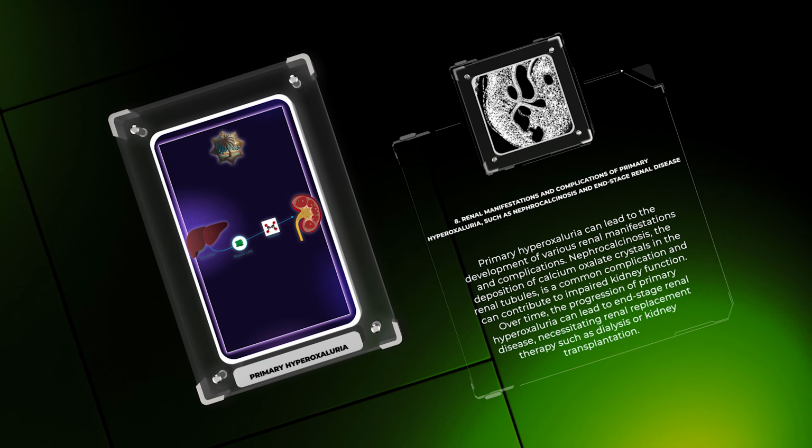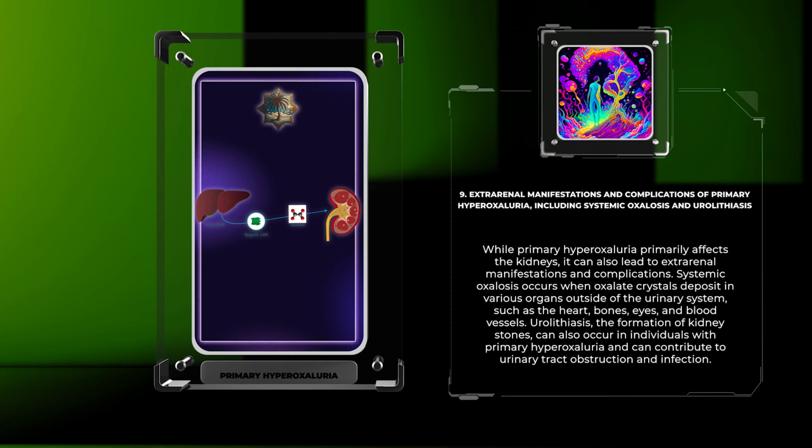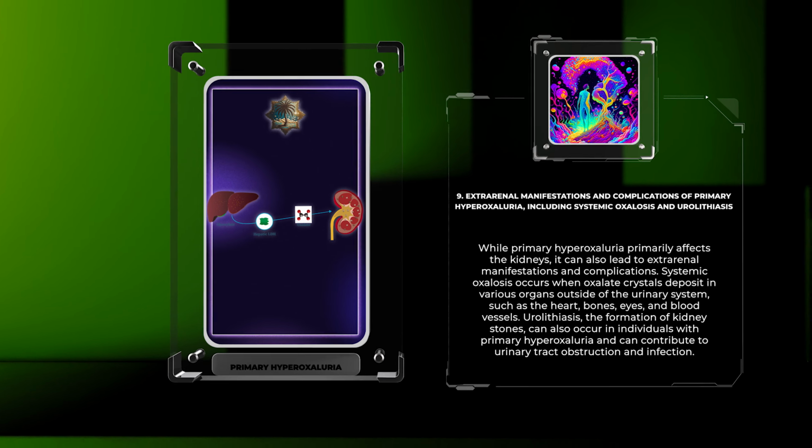While primary hyperoxaluria primarily affects the kidneys, it can also lead to extrarenal manifestations and complications. Systemic oxalosis occurs when oxalate crystals deposit in various organs outside of the urinary system, such as the heart, bones, eyes, and blood vessels. Urolithiasis, the formation of kidney stones, can also occur in individuals with primary hyperoxaluria and can contribute to urinary tract obstruction and infection.